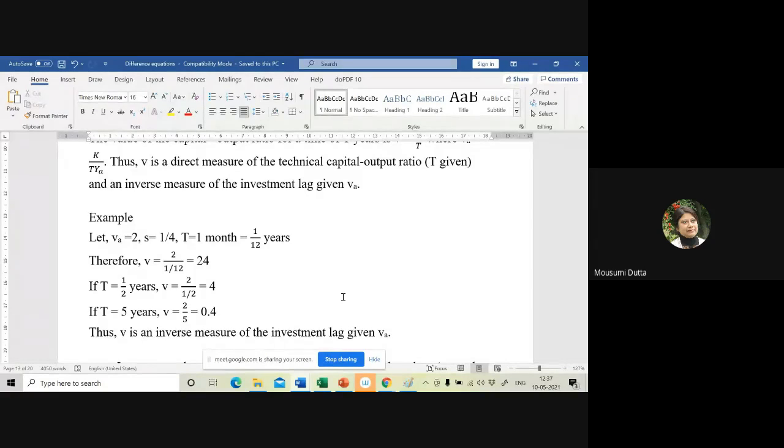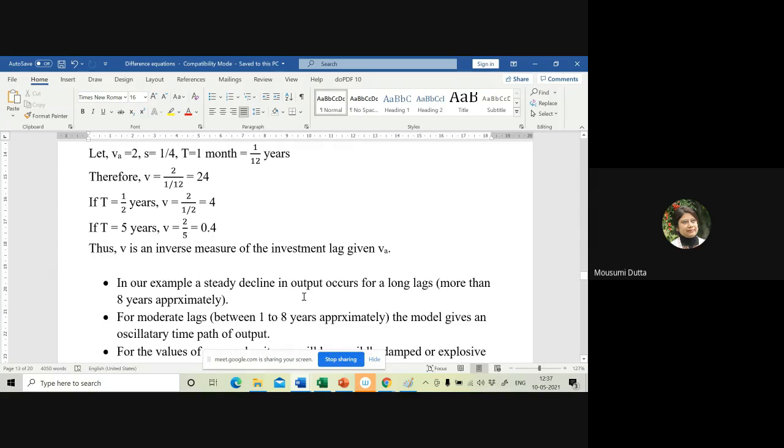So it's not that simple, and therefore, I found, a lot of questions came from this part. V is not simply the capital output ratio. V is the capital output ratio deflated by, or divided by, the time horizon. So in our example, a steady decline in output occurs for long lags, more than 8 years approximately.